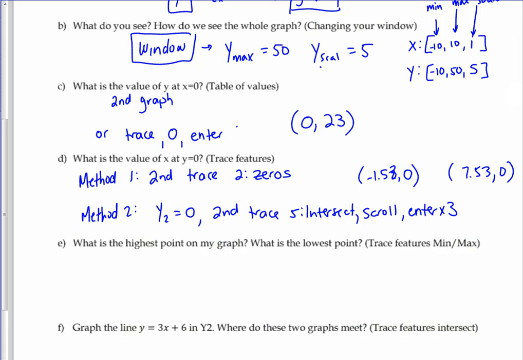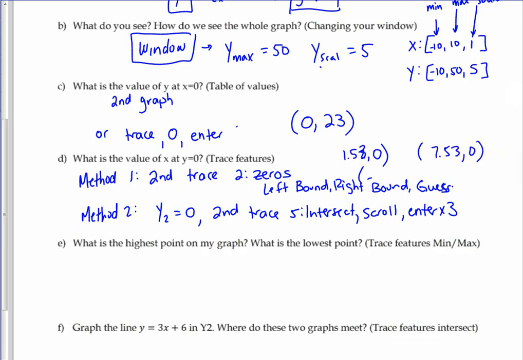So in this first method, you had to do the left bound, and the right bound. And then guess. How do you know where to guess? It doesn't matter. The guess doesn't matter. You can just push enter. So wherever you left off, just push enter again. You could just go left bound, right bound, enter.